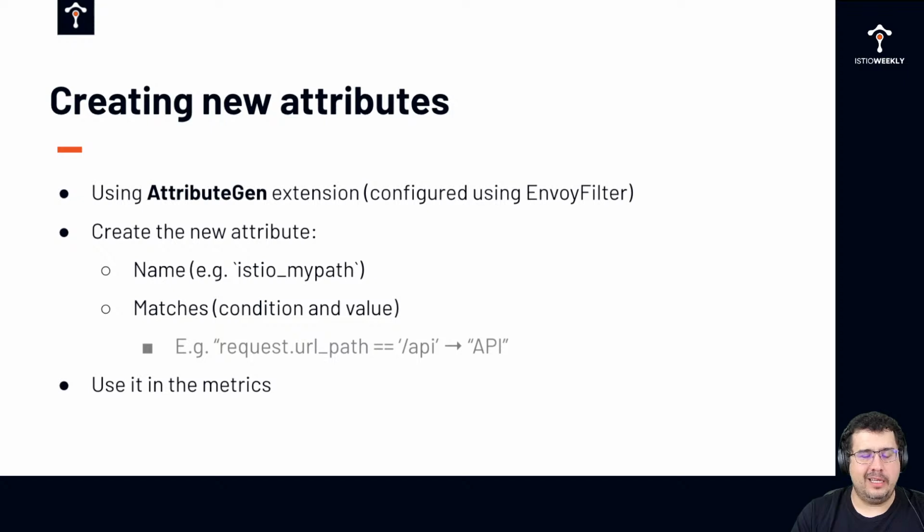And then the same way that we would add an existing attribute or an existing dimension to the metric, you can use this newly generated attribute to be part of your metric through a dimension.